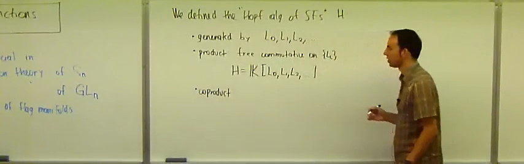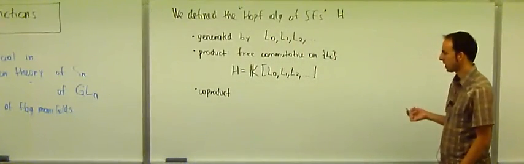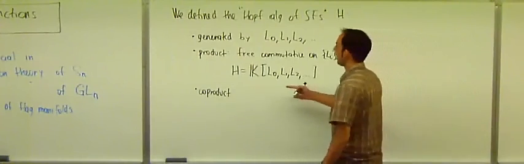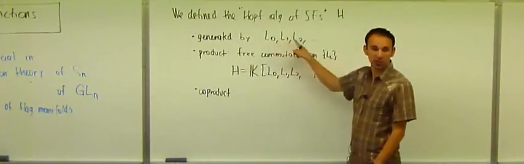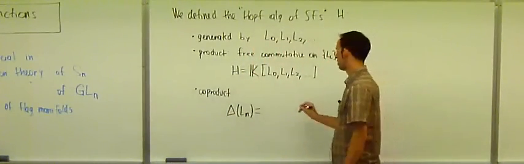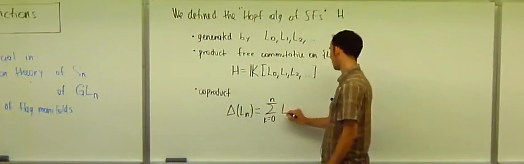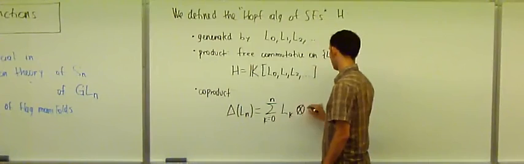And then we discussed how we also need a coproduct. And we know that it's enough to define the coproduct on the generators. And we found that the coproduct, or rather we defined the coproduct here to be as follows. The coproduct of Ln is the sum from k equals 0 to n of Lk tensor Ln minus k.